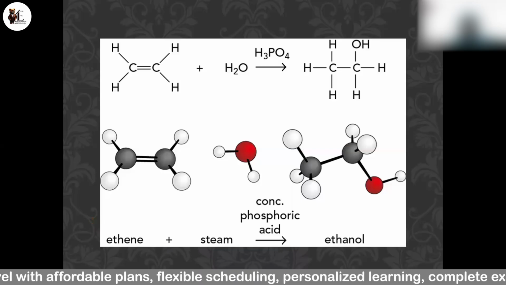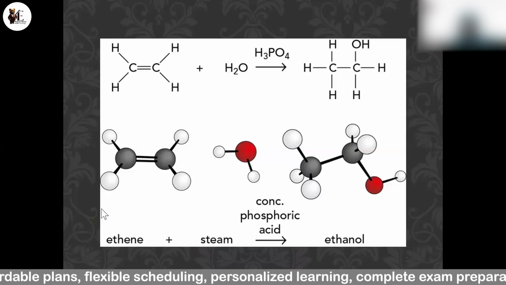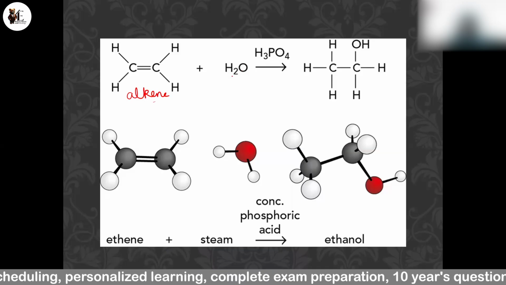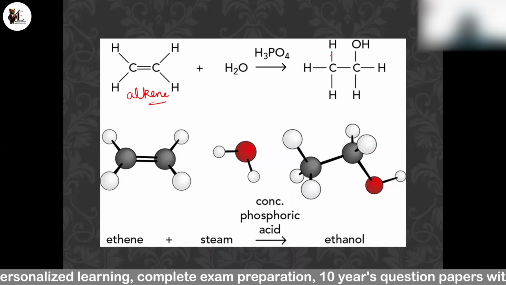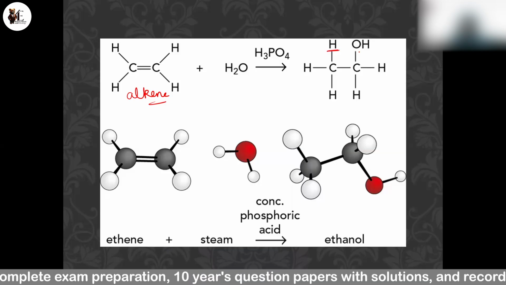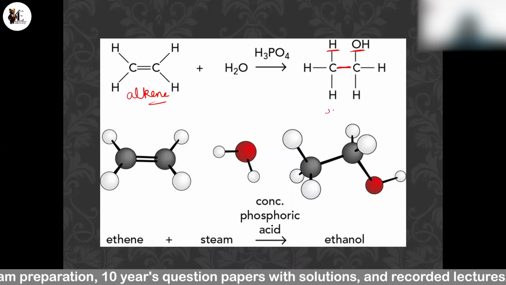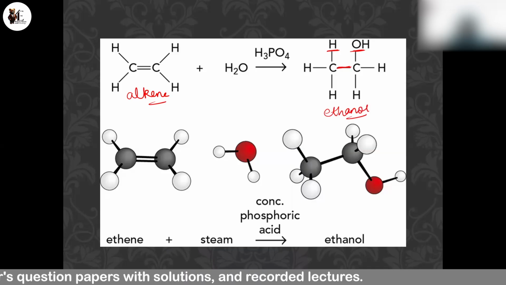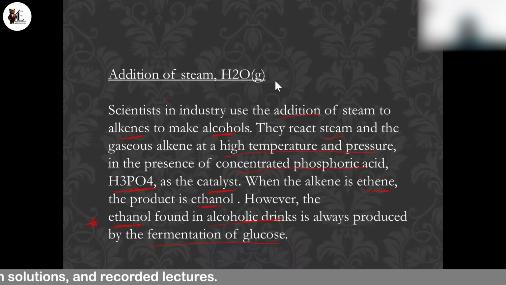So this is the reaction which happens here: you add H2O to this alkene, which is ethene. When you add H2O, at one carbon you have hydrogen attached, the double bond is converted to a single bond, and at the other carbon you have OH attached. That means you get ethanol. Conditions are high temperature, pressure, and concentrated phosphoric acid. So write it down: addition of steam.